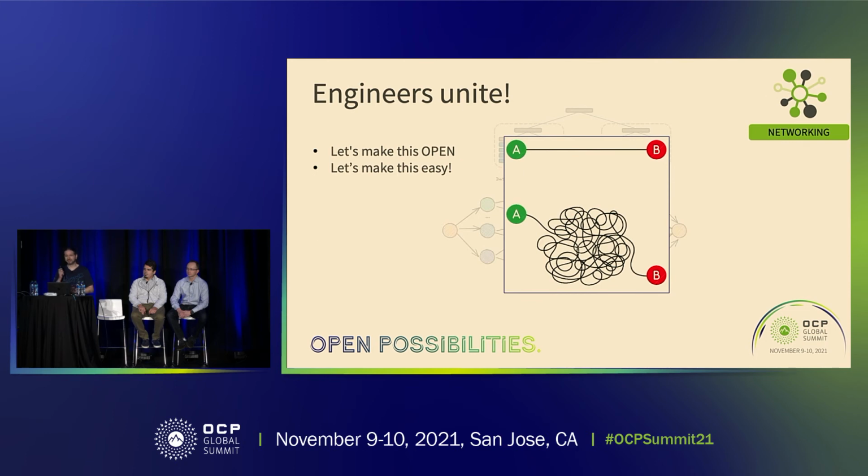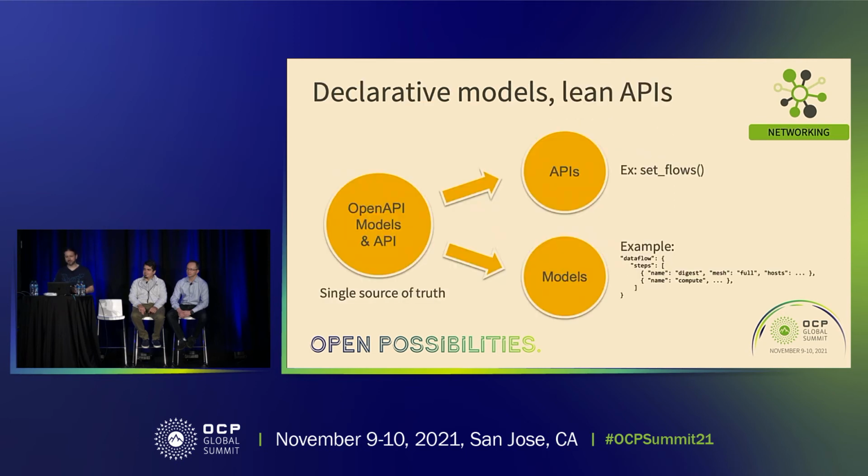How do we make that happen? Let's unite, engineers unite, and let's make it open, and let's make it easy. Traditionally, APIs have been kind of heavy and cumbersome and difficult to use at times. So we want to propose something different here. And that is the Open API document, which is the single source of truth that will define declarative models, and that's key, declarative models and lean APIs.